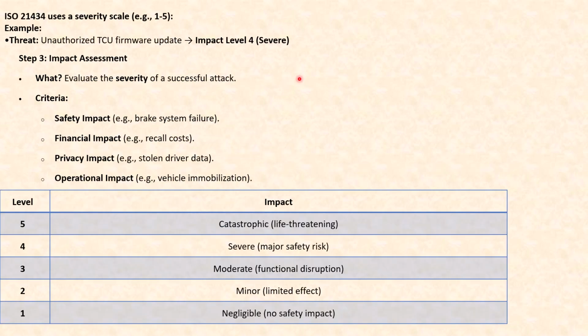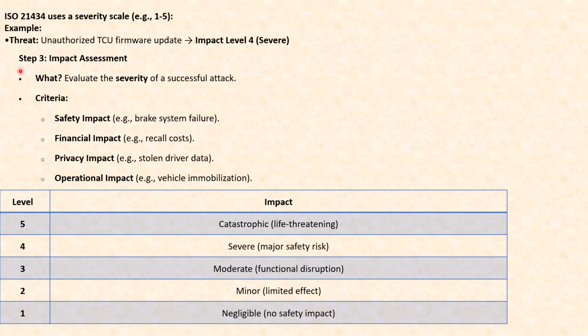Now coming to the next measurement of the severity scale, ISO 21434 uses a severity scale, for example 1 to 5. Here you measure the severity of a given threat. For example, a threat like unauthorized TCU firmware can have an impact level of 4 because it is very severe. If transmission fails, then the entire purpose of the vehicle is breaking down.